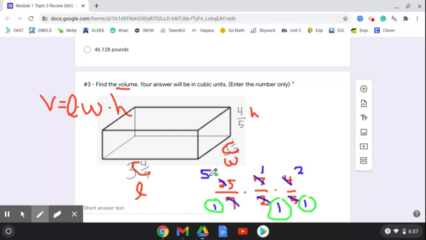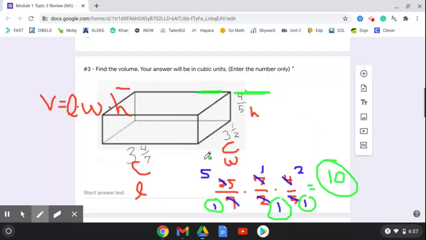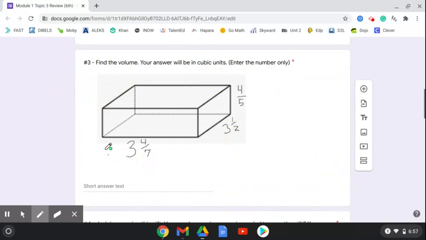Okay, and on the top I have 5 times 1 times 2, that is 10. So I have 10 over 1, which is just 10. Now, because this is volume, our answer would be in cubic units. You are not given a unit. And so in the answer box, just put the number 10. 10 would be the volume.